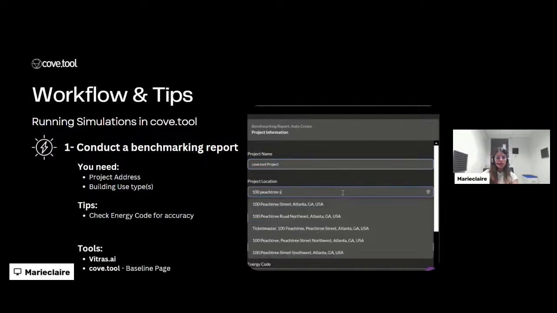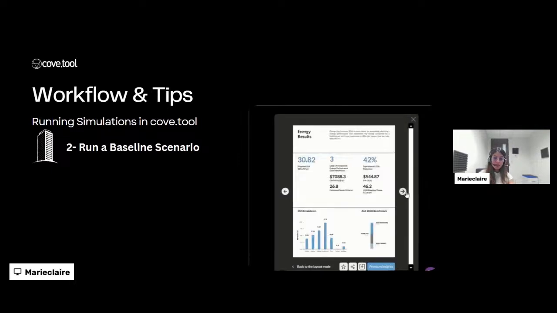The tools that you can use, like I mentioned, are Vitras and cove.tool. The second step is running a baseline scenario.